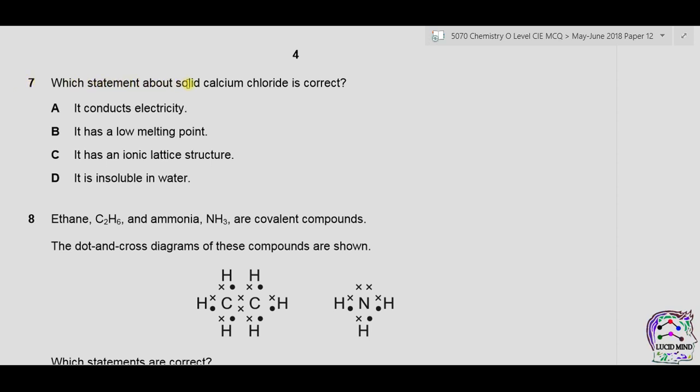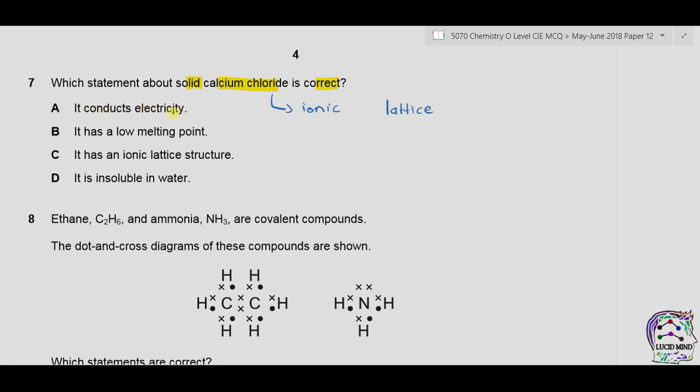Question 7. Which statement about solid calcium chloride is correct? Now calcium chloride is ionic compound. As calcium is a metal and chlorine is a non-metal, calcium is from group 2 and chlorine is from group 7 of the periodic table. They make ionic bond between themselves. The structure of ionic compound is lattice structure, in which positive ions are surrounded by negative ions and negative ions are surrounded by positive ions.